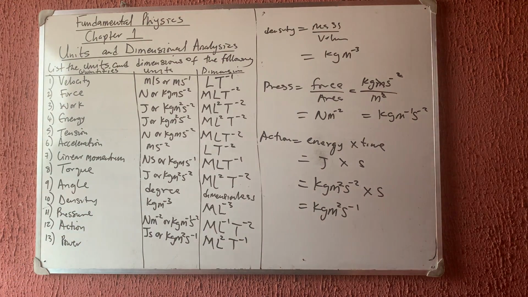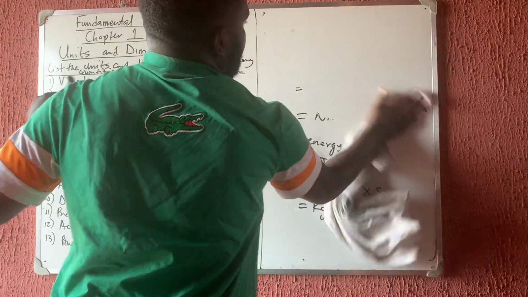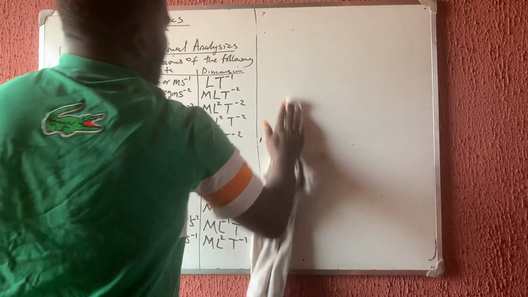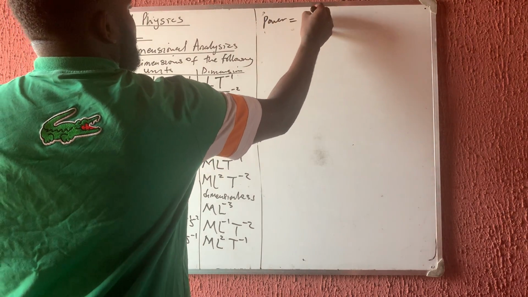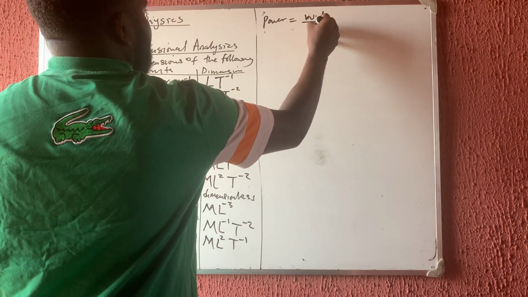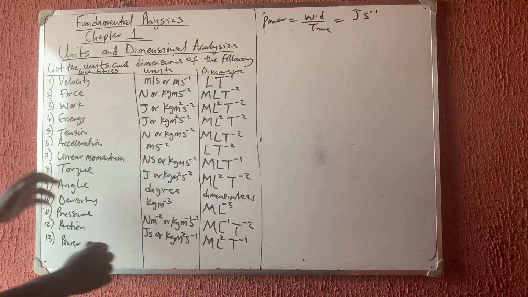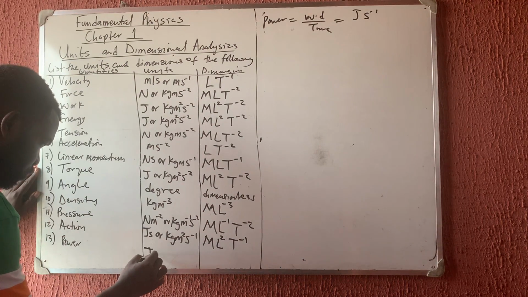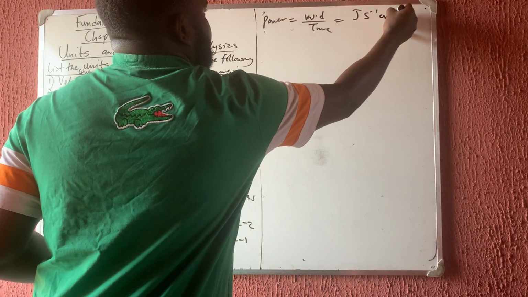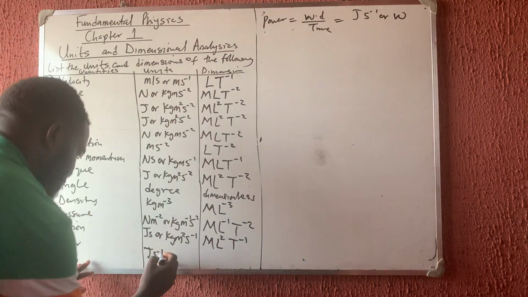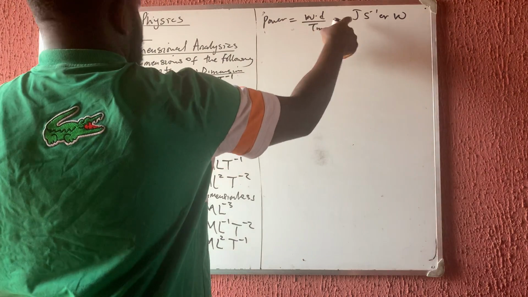Then finally, the last one is power. Power is work done over time, or energy over time. So power is equal to the work done over time. So that is why we have joule per second, because work done is joule. So power is joule per second, or watt. Another SI unit for it. In fact, the SI unit is watt. It is equally measured in watt.